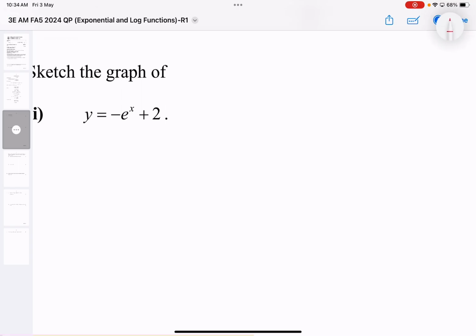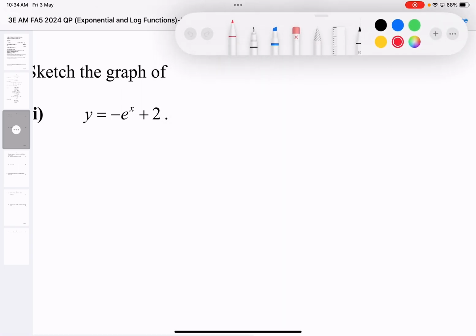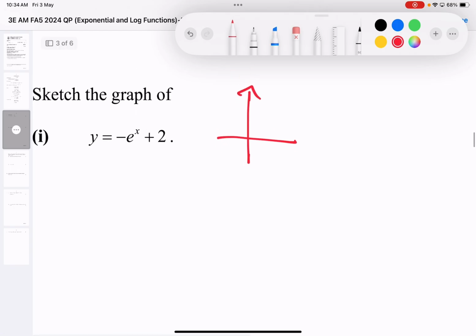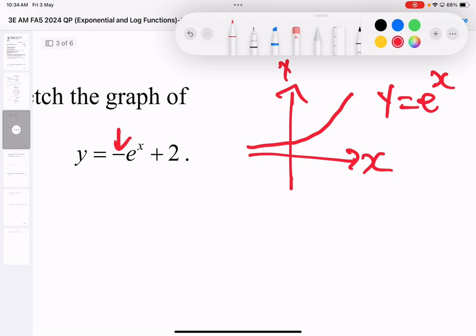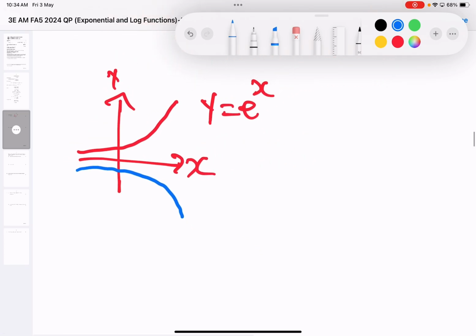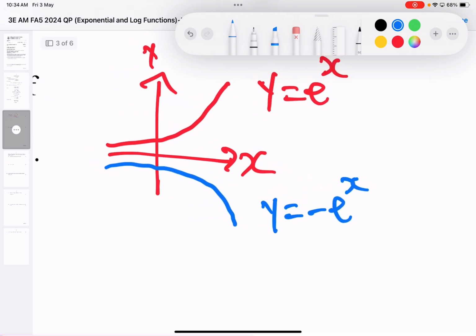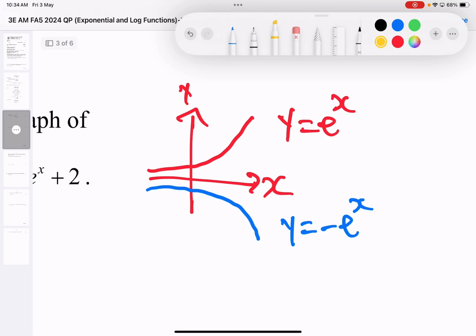You need to know that the basic shape of any exponential curve of the form y equals e to the power of x is going to look like this. So this is the basic shape. Now, if you have a negative sign over here, what does it mean? I've repeated it many times. It means that it's a reflection on the x-axis. So essentially, you're going to have a graph that looks like this. Is that okay? Now, this one is y equals negative e to the power of x.